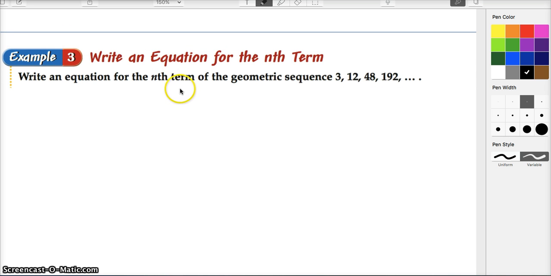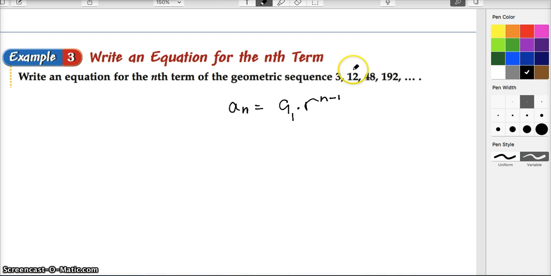We're going to write an equation for the nth term of this geometric sequence. So a couple things that we need to know. We remember the generic formula again. A sub n is equal to a sub 1 times r to the n minus 1 power. And so we're going to use the details here to write a generic equation for someone who says, yes, I want to find the nth term of that particular geometric sequence.